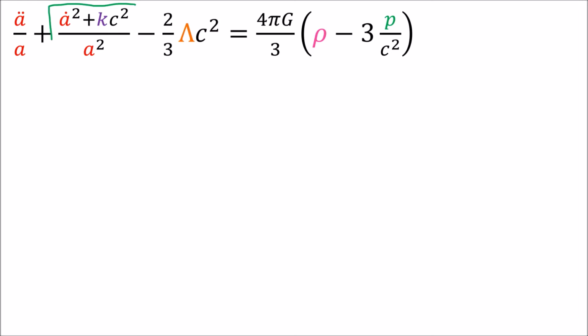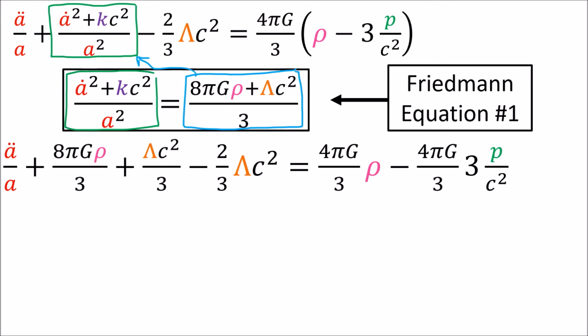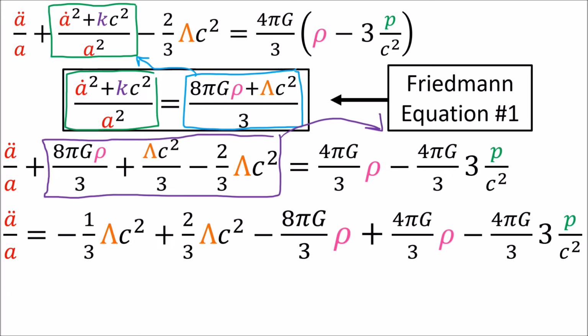Now, this term with a dot squared and k is exactly the left-hand side of our first Friedmann equation, so we can replace it with the right-hand side involving rho and the cosmological constant. We can then move the rho and cosmological constant terms to the other side of the equation.